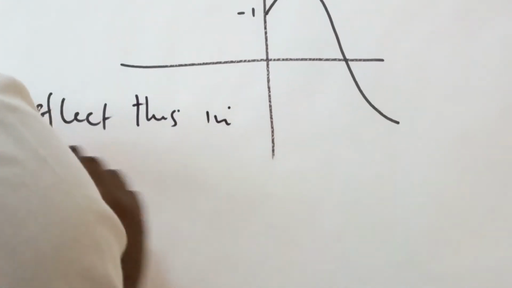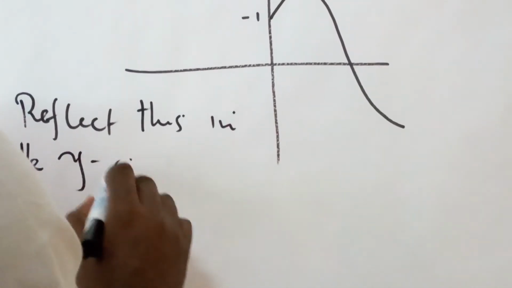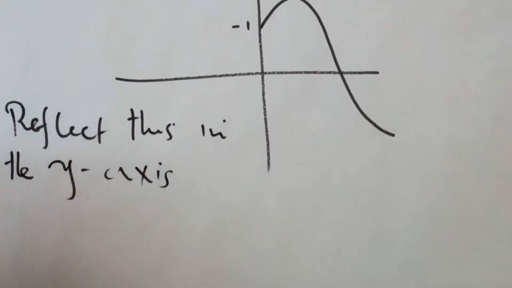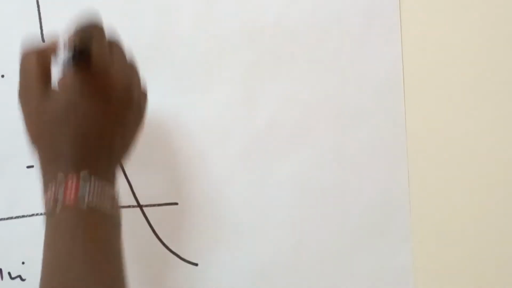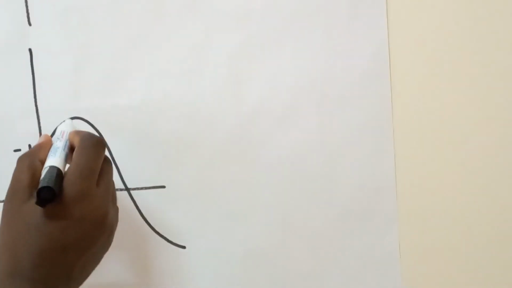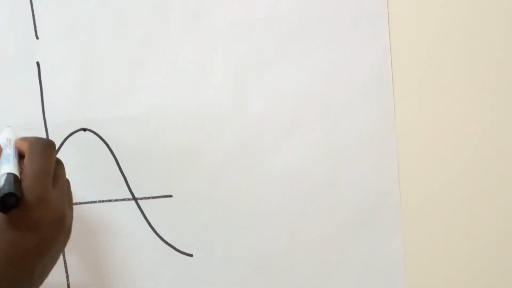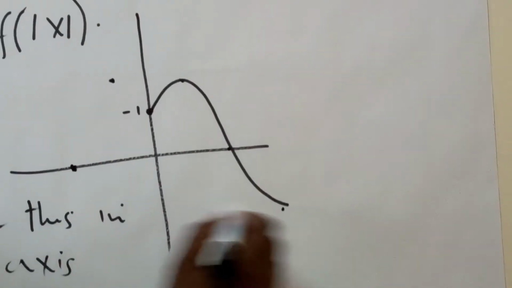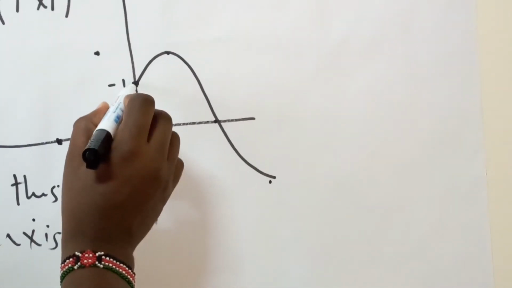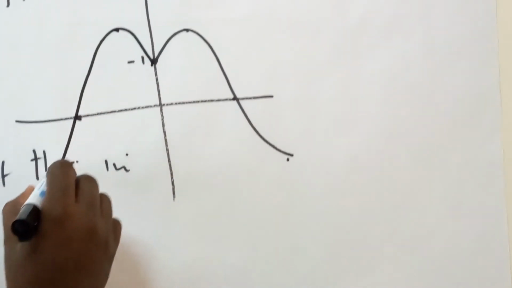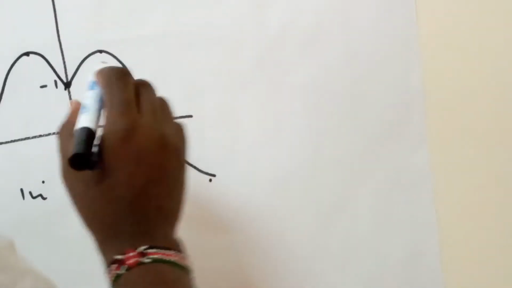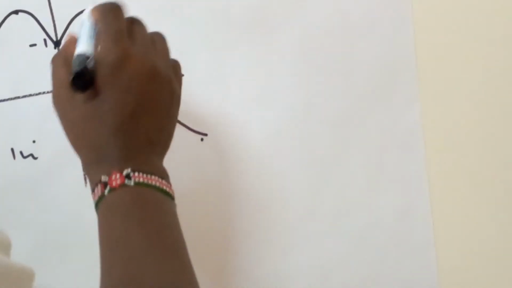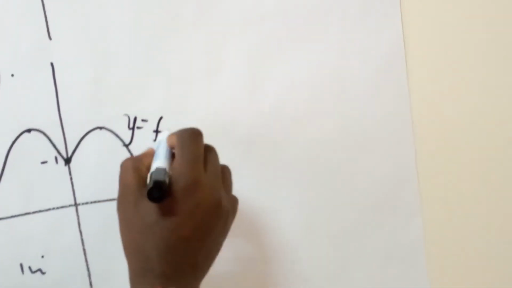this in the y-axis. Reflect this in the y-axis. What does that mean? This is the y-axis. That point maintains that value. This one's reflection becomes here. This one's reflection gets here. This one's reflection, so we are going to have a graph that looks like that. And this is now the graph of y equals f of x.